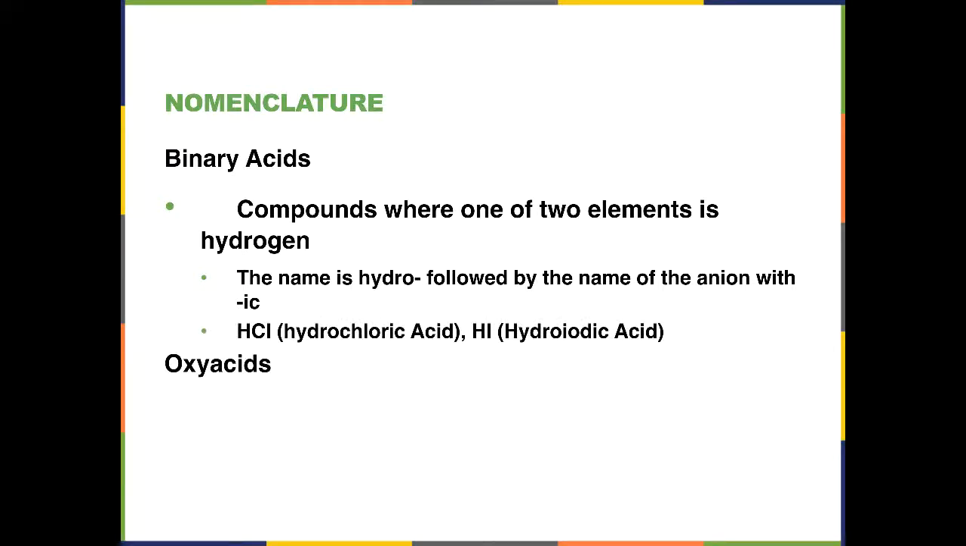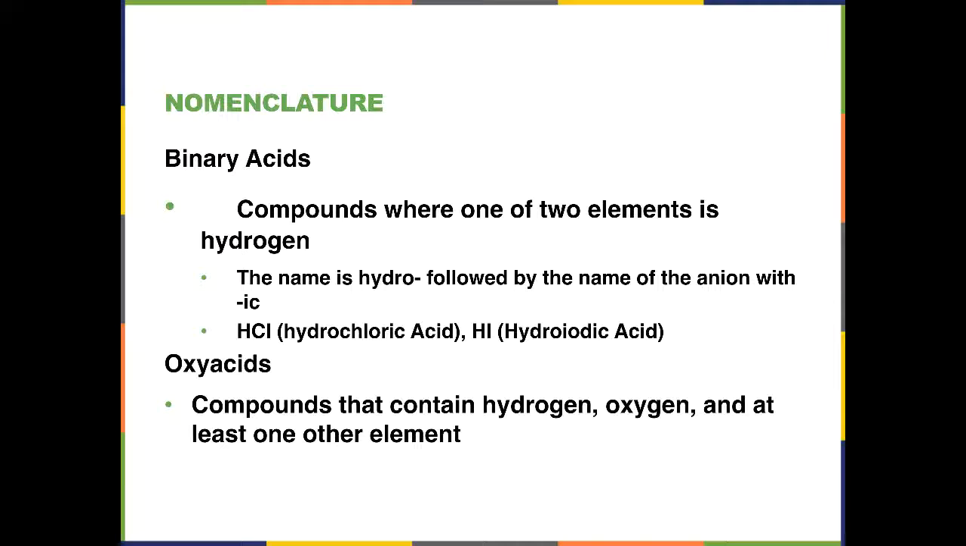For example, HCl, the anion is chloride, so it's hydrochloric acid. HI, again, I is the anion, so it's hydroiodic acid. Oxyacids are acids that have hydrogen, oxygen, and at least one other element.